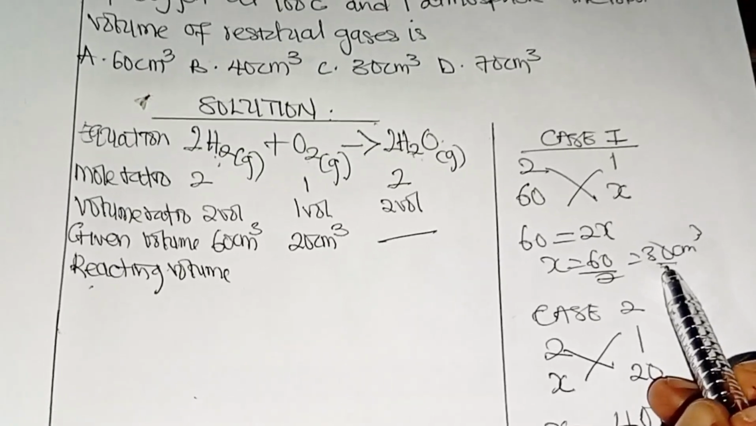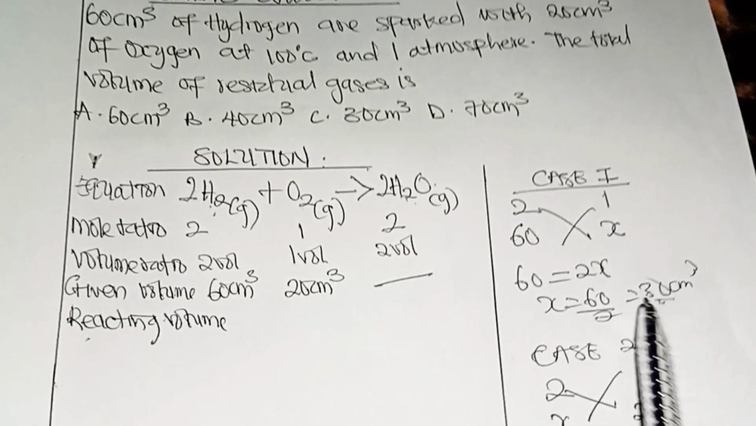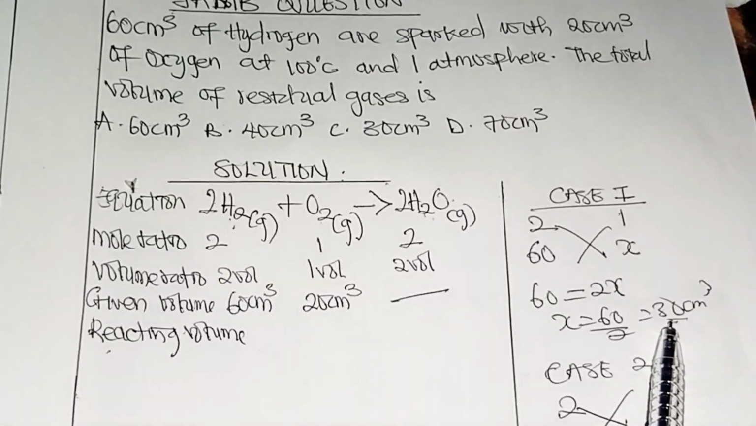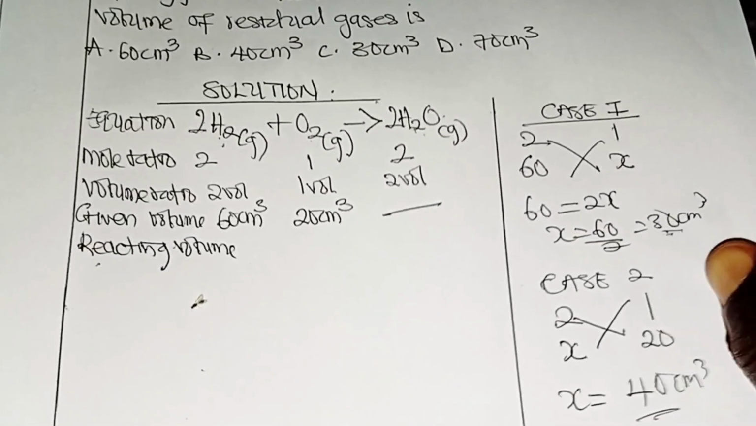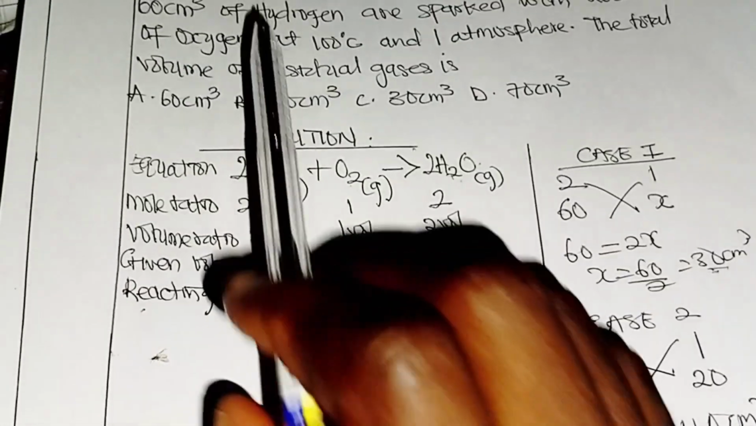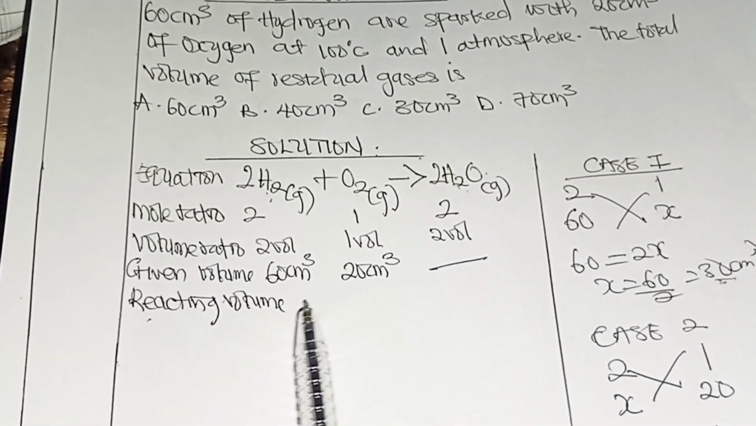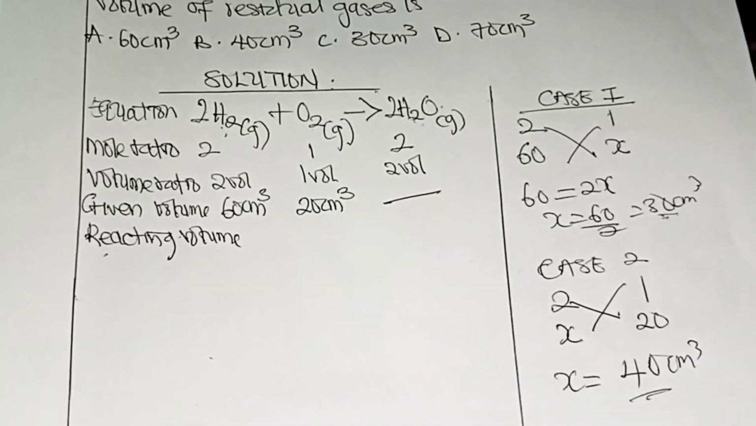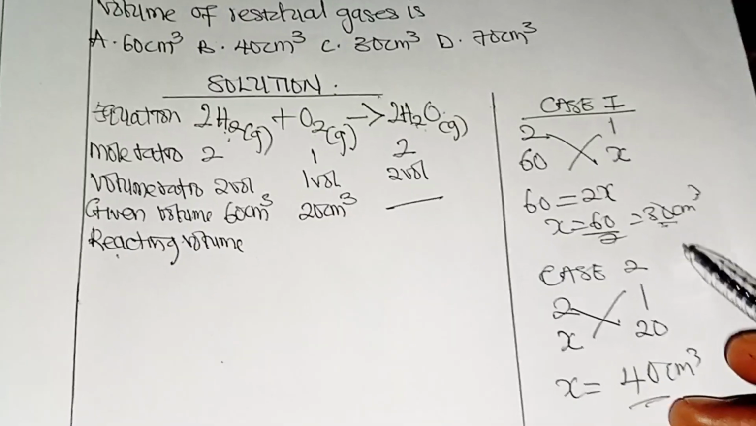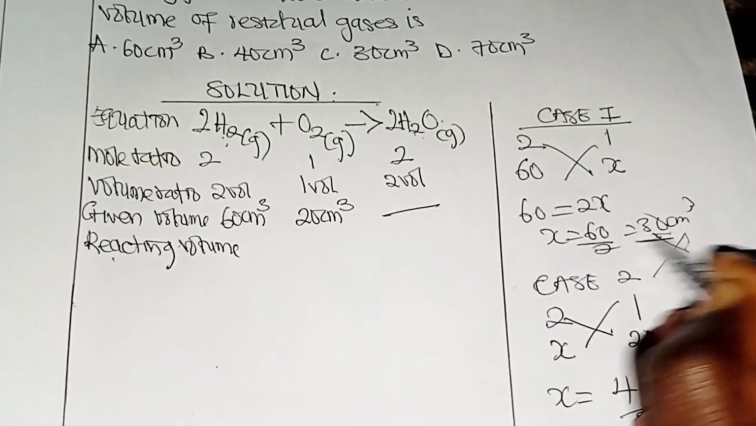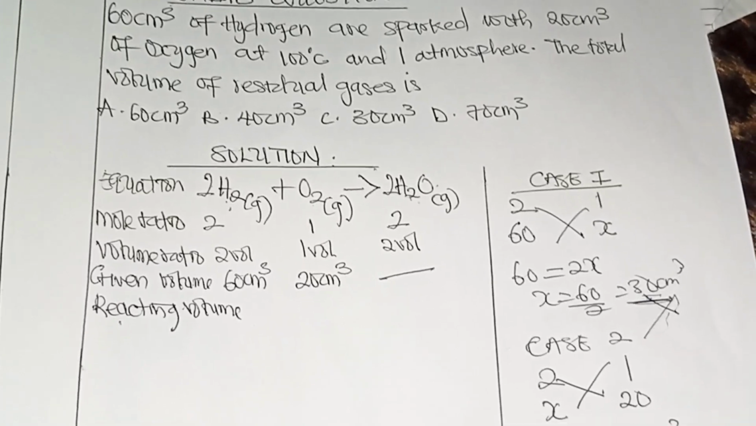Now the question is this: is it possible to have 20 cm cube of oxygen and then the reacting volume will be 30? It is practically impossible, okay? But that of hydrogen, we have 60 cm cube of hydrogen, and from what we solved, 40 cm cube of hydrogen, which is lesser than the given volume. So we can't use this. Why? Because this is higher than the given volume in the question, okay?